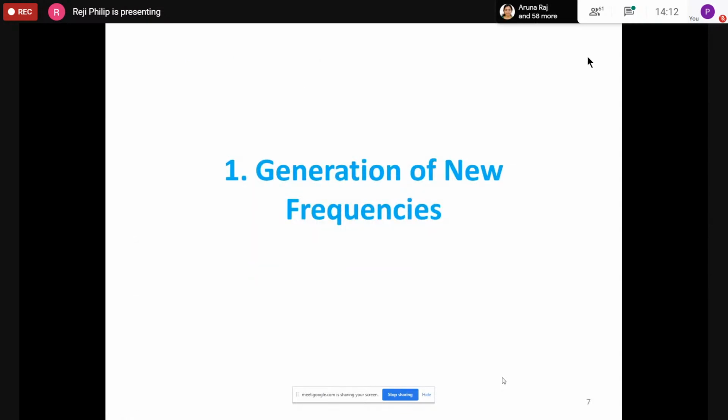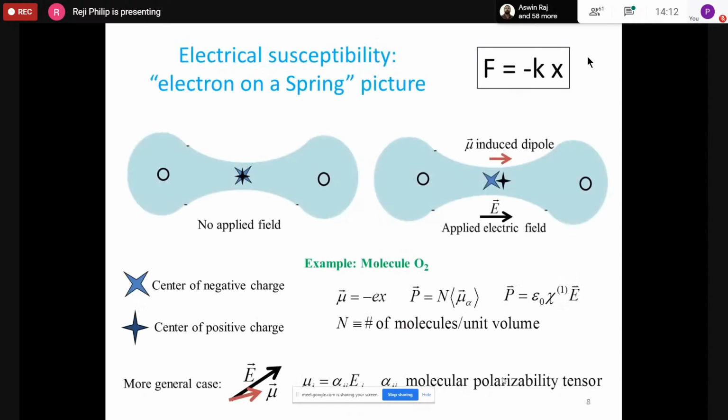So the first one is the generation of new frequencies. So how does this happen? To understand this, we will look at the electrical susceptibility of a material. Here we have the electron on a spring picture for this. And we use Hooke's law, F equals minus kx, for our discussion.